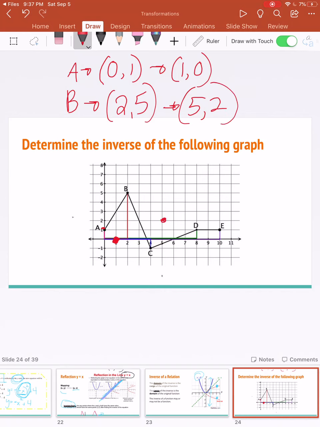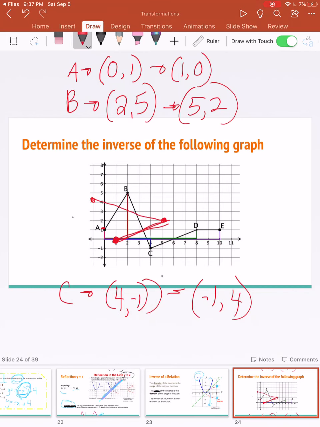And as I draw these points, I will connect the dots right away. If you wait till the end, you'll get confused on which dots to connect. So C, my ordered pair is +4, -1, sorry, I mixed that up. So that means my new graph would have an ordered pair of -1, +4. So I'd go over here, there it is, that's C.